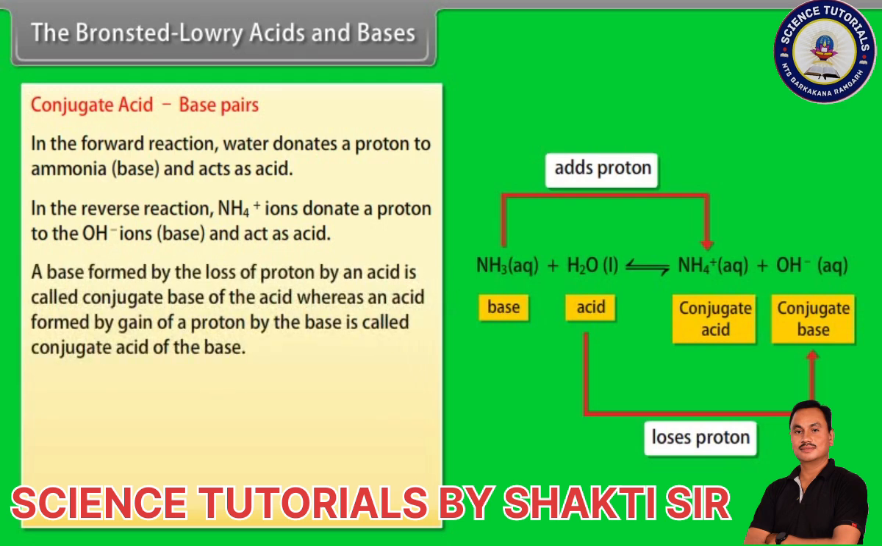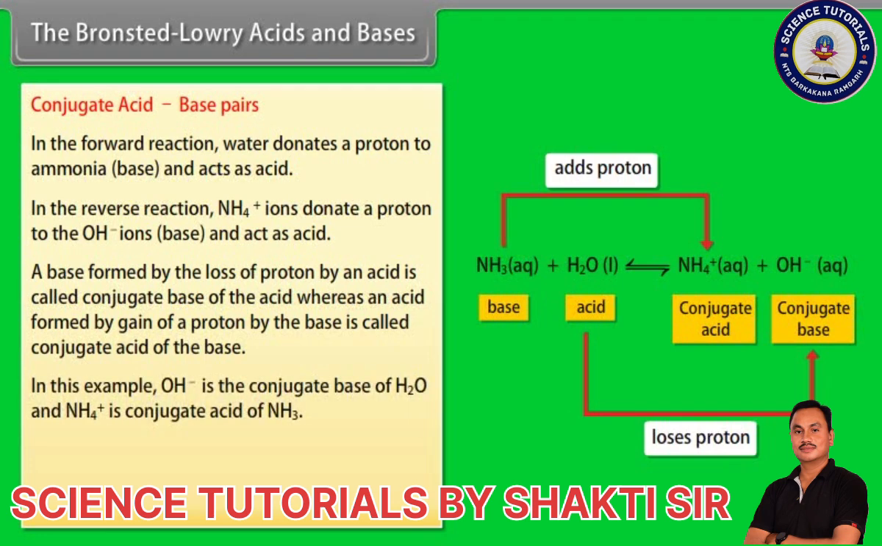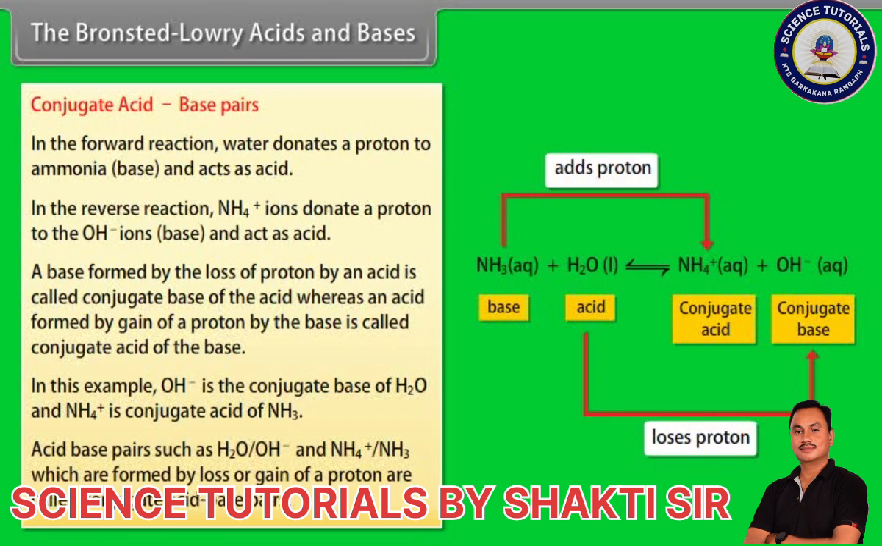A base formed by the loss of proton by an acid is called conjugate base of the acid, whereas an acid formed by gain of a proton by the base is called conjugate acid of the base. In this example, OH- is the conjugate base of H2O and NH4+ is conjugate acid of NH3. Acid-base pairs such as H2O, OH- and NH4+, NH3, which are formed by loss or gain of a proton, are called conjugate acid-base pairs.